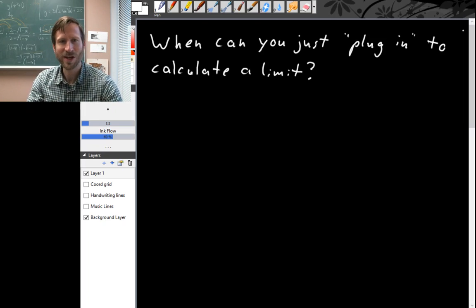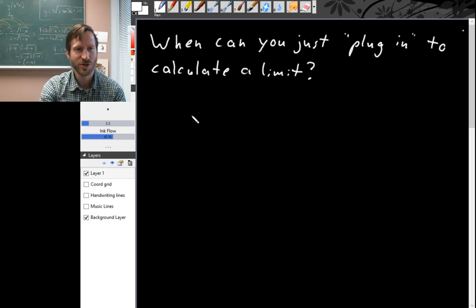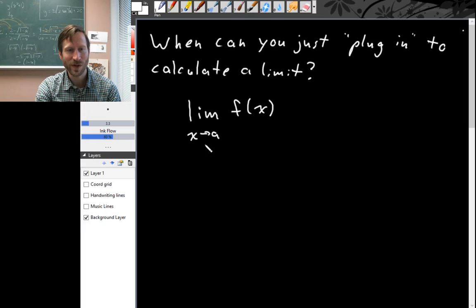So what we're going to look at is trying to answer the question: when is it exactly that you can just plug in an x value to calculate our limit, rather than using some sort of limit trick or other more complicated thing? So first, let's get a handle on what exactly we're asking. We're going to have a limit that we want to calculate, say the limit as x goes to a of f of x. And we're asking, when can you evaluate this limit just by plugging in the x value a?